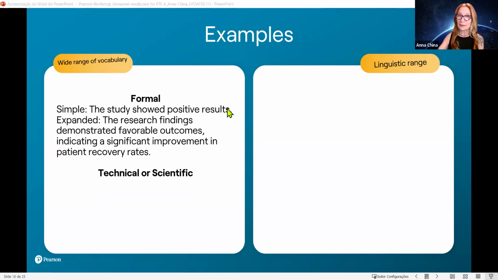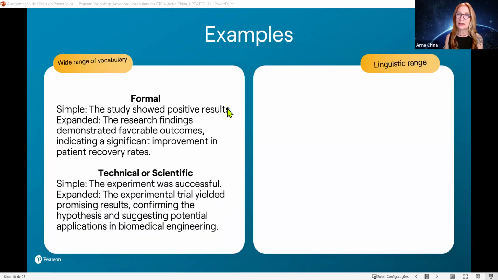Now, technical or scientific, let's take a look here. "The experiment was successful." That's the basic standard, B1 student, there we go. Now, we want to take him to C1. "The experimental trial yielded promising results, confirming the hypothesis and suggesting potential applications in biomedical engineering." So now, once again, it's detailed, it's accurate, it's precise, it's, how could I say, illustrative, right? So advanced vocabulary has this characteristic of being illustrative. So when you read it, or when you're listening to someone who is using this kind of vocabulary, it's very clear, clarity.